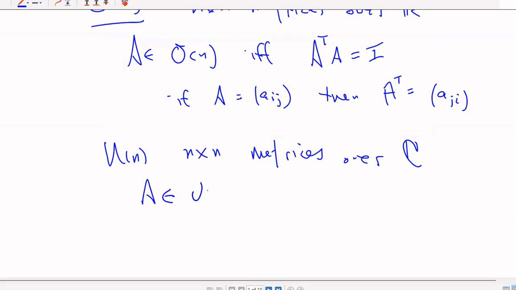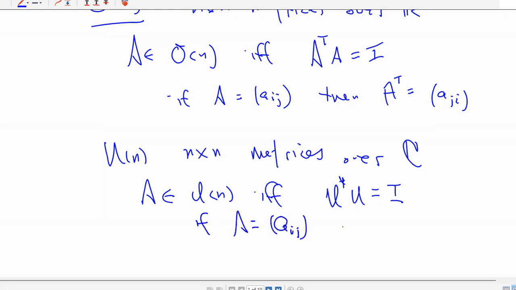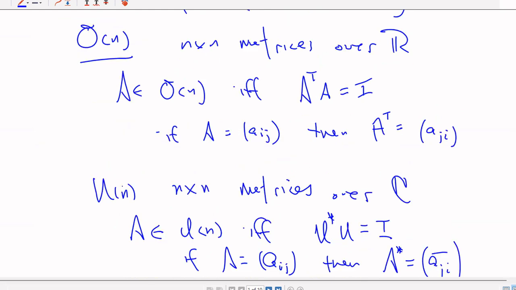So A is in the unitaries if the conjugate transpose is the inverse. If A is A_ij, then A star, its adjoint so to speak, is A_ji, but now you have to take the complex conjugate.